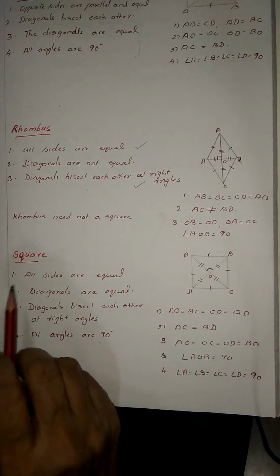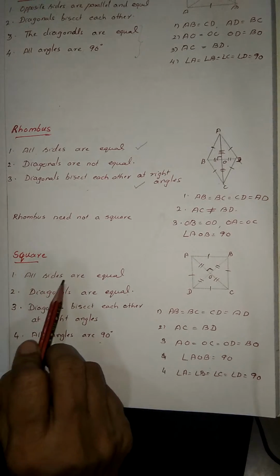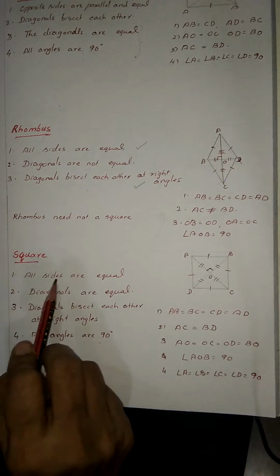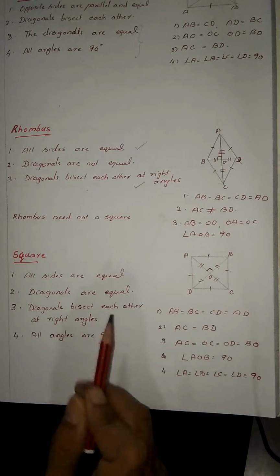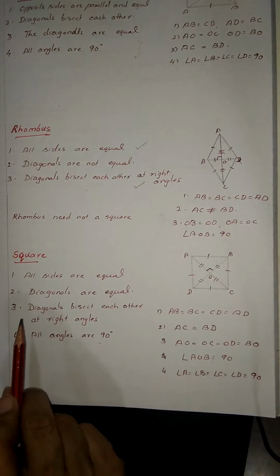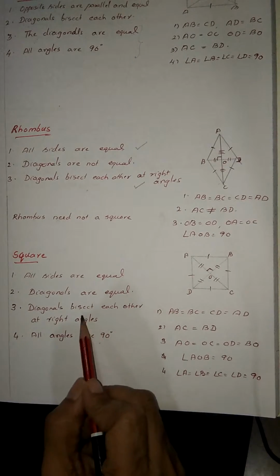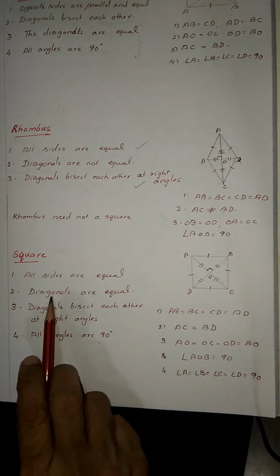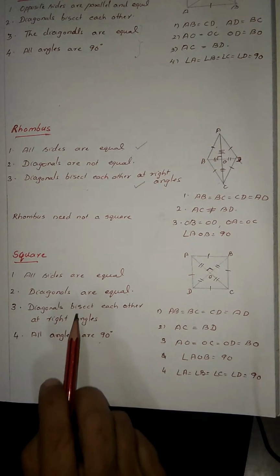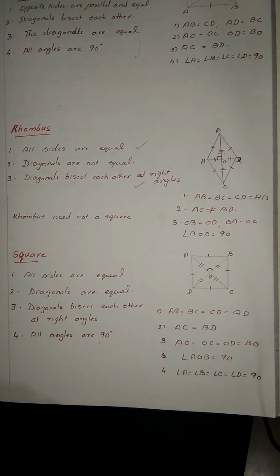So if you are able to prove that in a parallelogram all the sides are equal and all angles are 90, you can say that the parallelogram is a square. And these two properties also will hold good. Or if you are able to prove these, then also you can say it is a square.